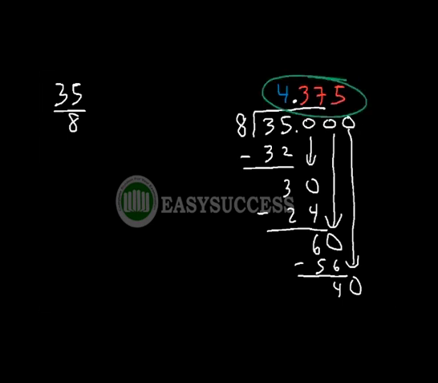Therefore, it's 4.375. So if you ever get confused in terms of what the decimal value is or how to convert it to a decimal the easy way, always fall back to long division. Long division always works.